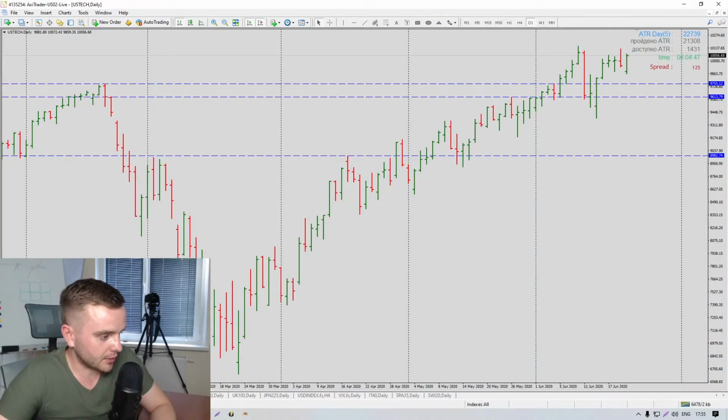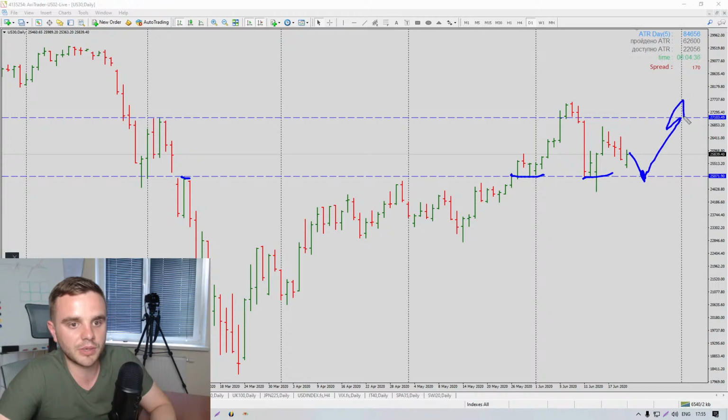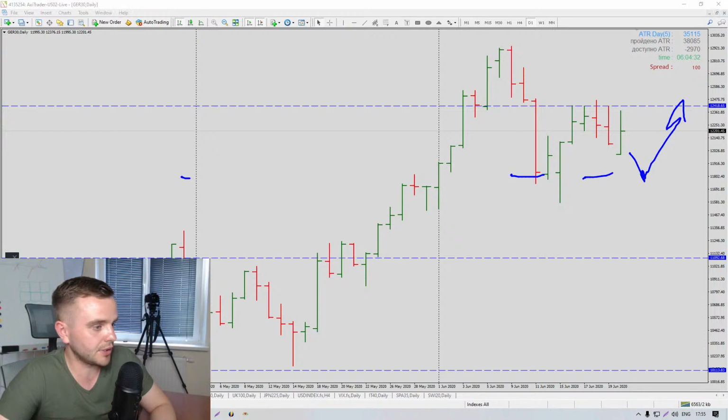US 30, Dow Jones. My friend, the US prints a lot of money. There is a huge possibility Dow Jones will continue to rise. You have this key level. If somehow there would be a pullback here, open buy. About German 30, as you can see, price is also inside here. Breakout will create an accurate buy.